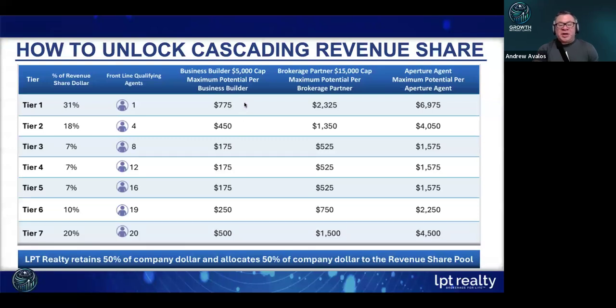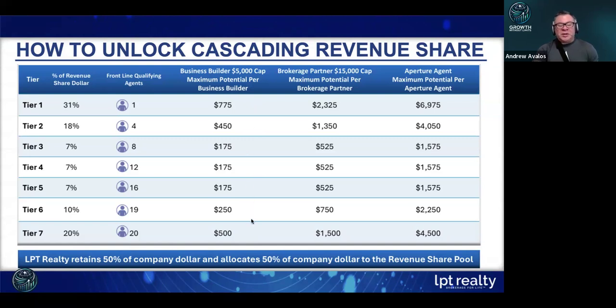So you would start off by attracting agents to the company. Those agents would be your front level, your first level. Those agents that you attracted would attract agents. That would be your second level, and so on and so forth, all the way down to 7 levels. So this is how to unlock cascading revenue share. And this is also how you can see transparency in revenue share.